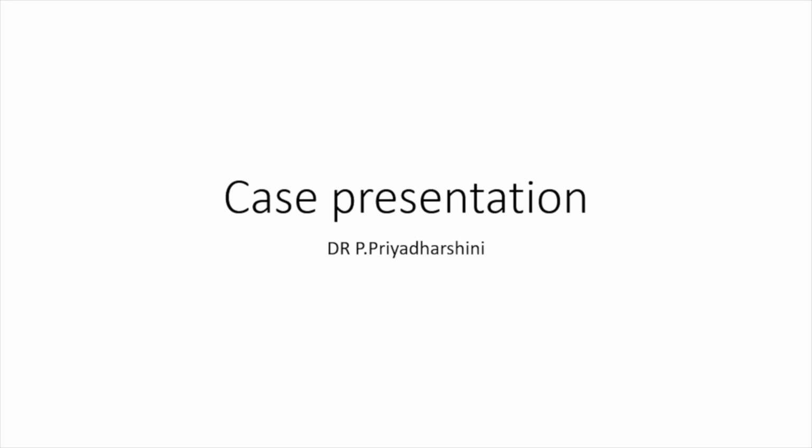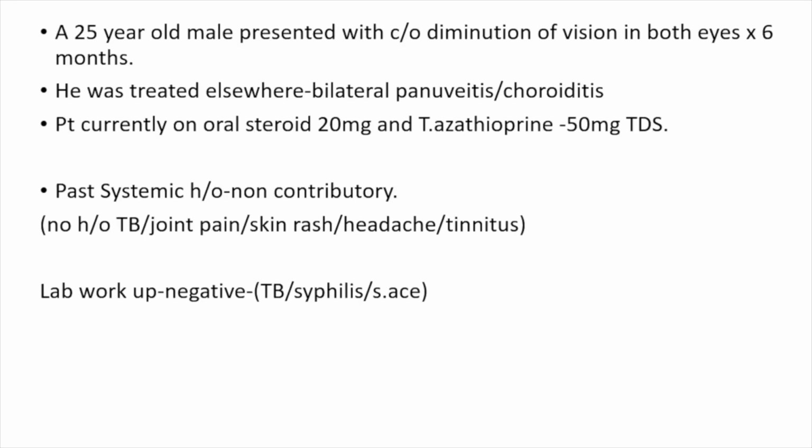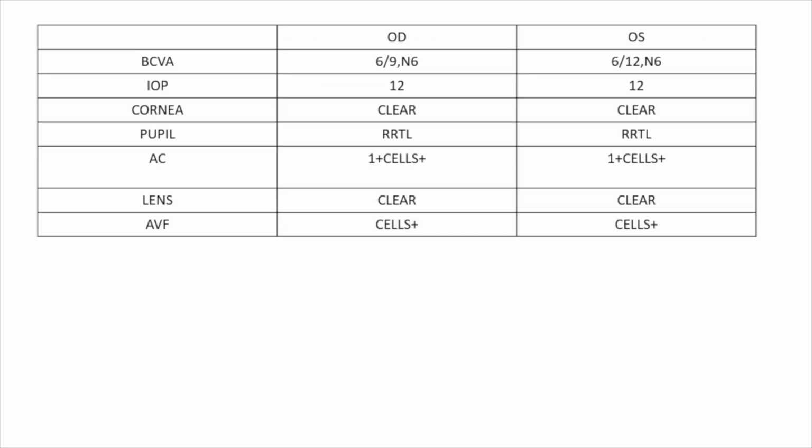Good evening, everyone. First case, a 25-year-old male presented with diminution of vision in both eyes for the past 6 months. He was treated elsewhere as bilateral panuveitis. He was on treatment with immunosuppression. Past systemic history was non-contributory and lab workup was negative.